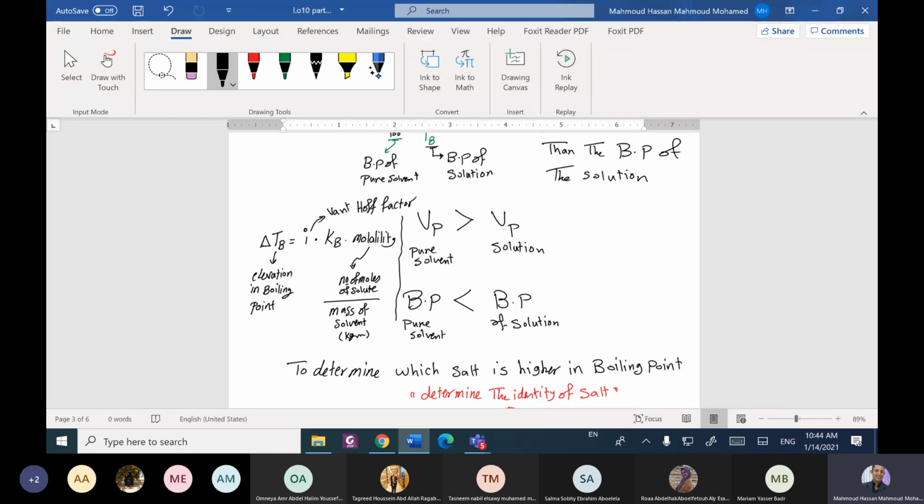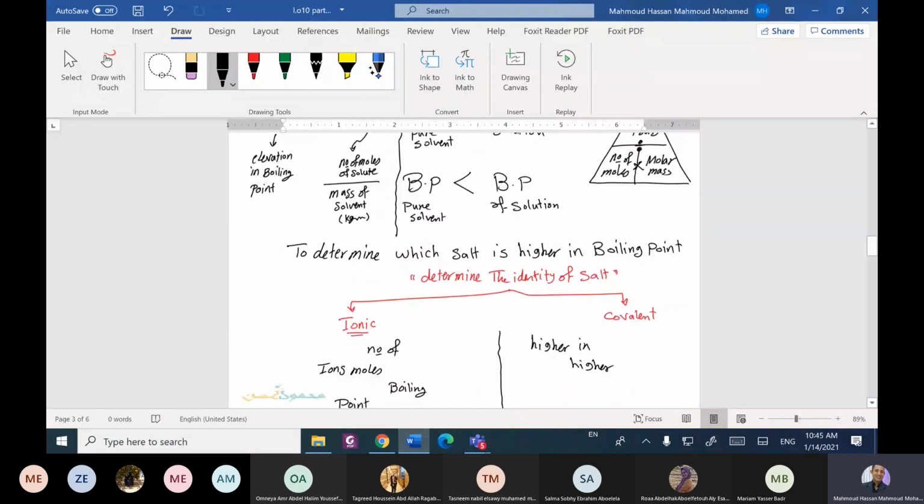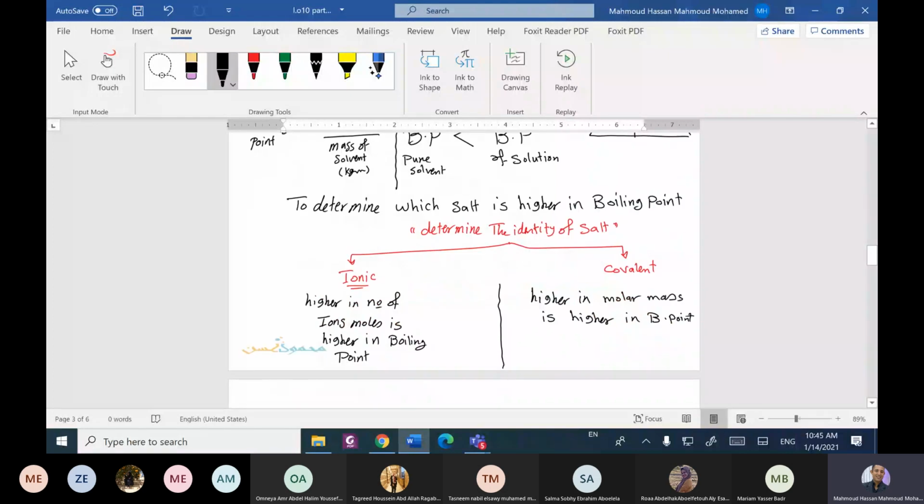If we talk about the number of moles, it equals the mass of the substance divided by the molar mass. To determine which solute gives the higher boiling point, determine the identity of the solute. If the solute is ionic, the higher the number of moles of ions, the higher the boiling point. This is represented by the van't Hoff factor.